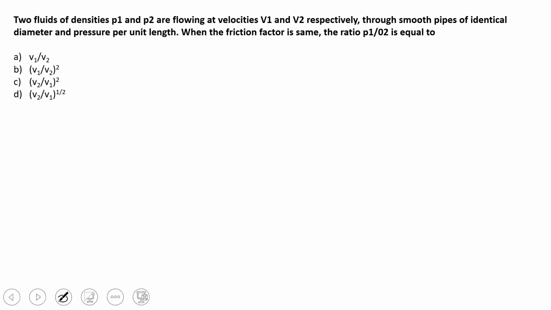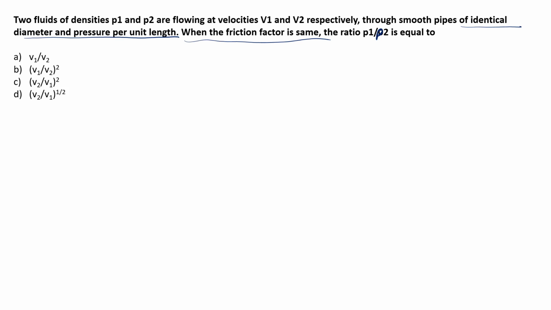Two fluids of densities rho 1 and rho 2 are flowing at velocities v1 and v2 respectively through smooth pipes of identical diameter and pressure per unit length. When the friction factor is the same, the ratio of rho 1 to rho 2 is equal to what? So guys, the given thing is that the diameter is the same, the pressure per unit length is the same, and the friction factor is also the same, right?